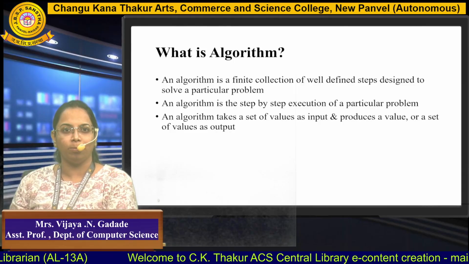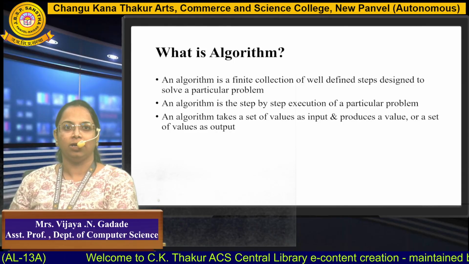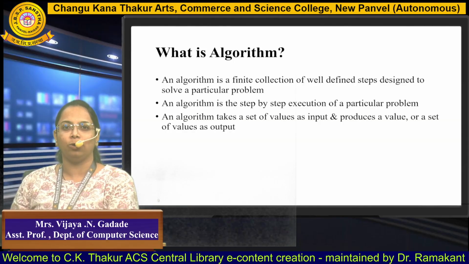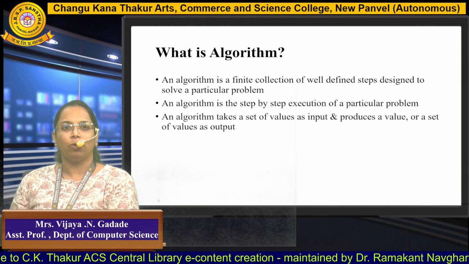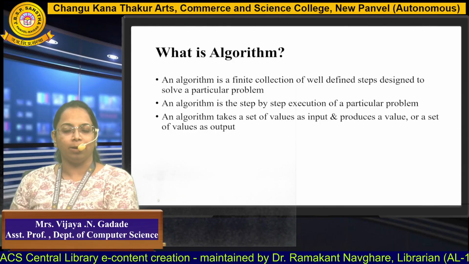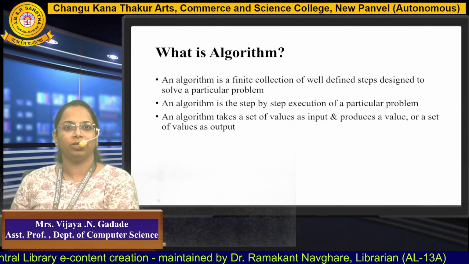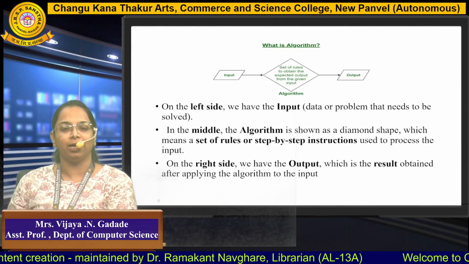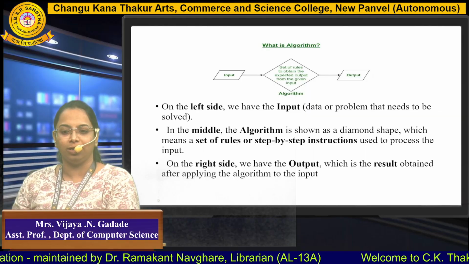To solve a particular problem, we have to follow some steps. An algorithm takes a set of values as input and produces a value or a set of values as output. For solving a problem, we can take values as input, process them, and produce an output. Okay, next one is what is an algorithm. The diagrammatic representation is seen here.